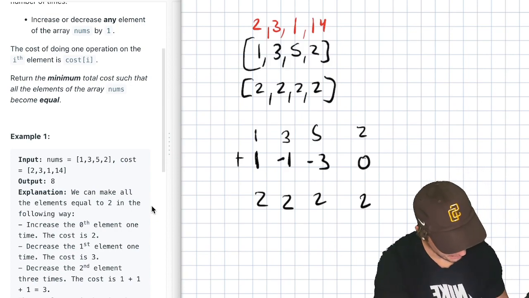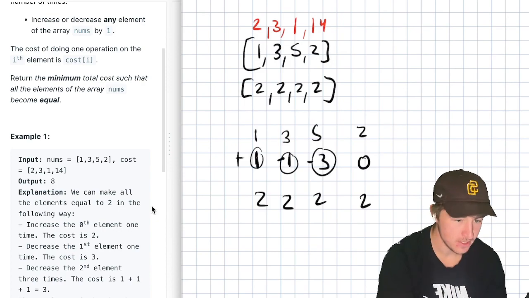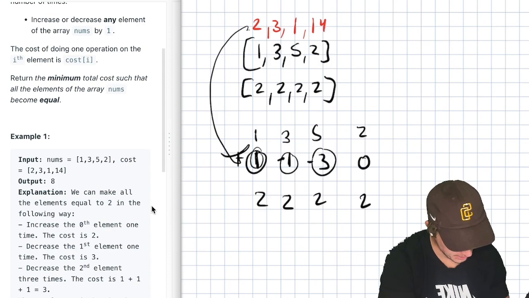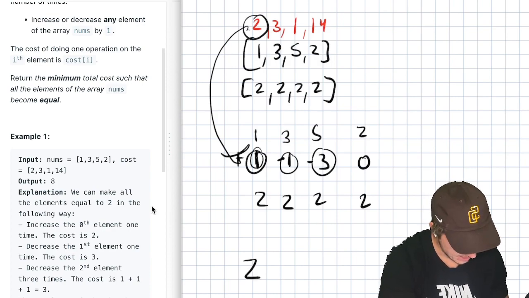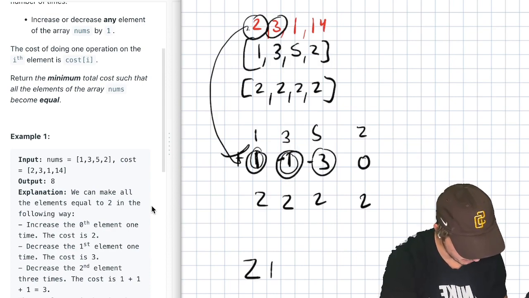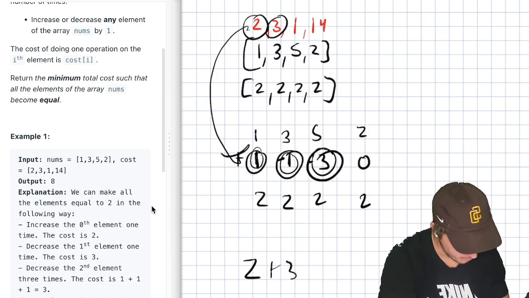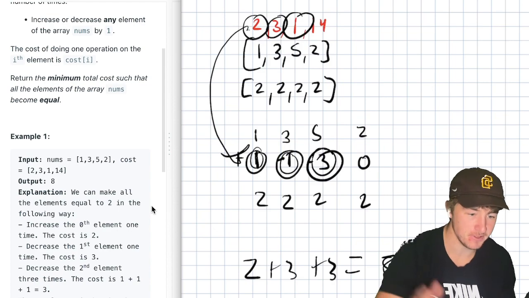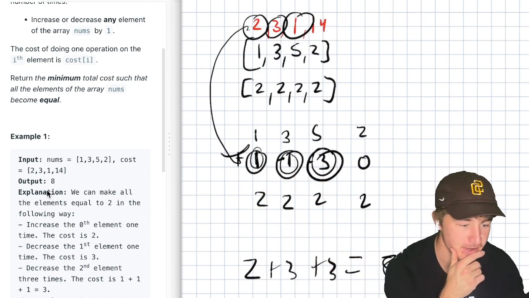All right. Now, these are the number of operations that I had to do, but there's a cost associated with them, right? So I had to do one operation that cost me 2. I had to do one operation that cost me 3, and I had to do 3 operations that cost me 1. So in total, that cost me 8, and that's why you see the answer is 8 right here.